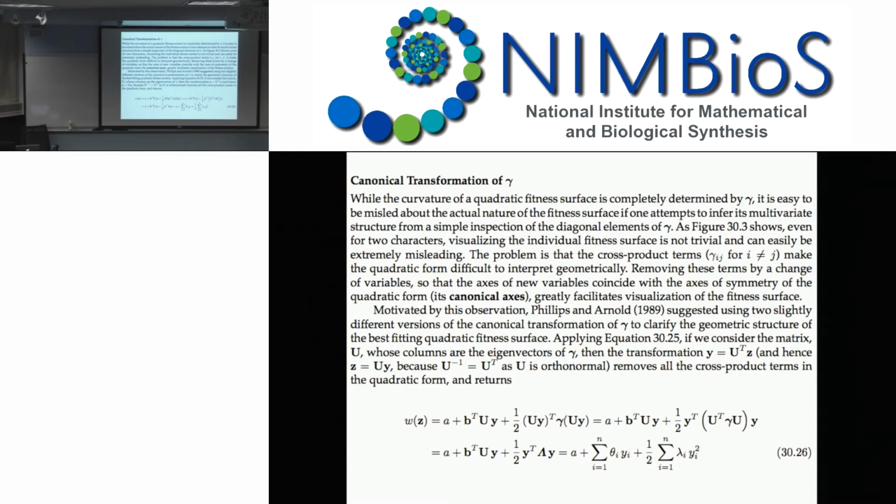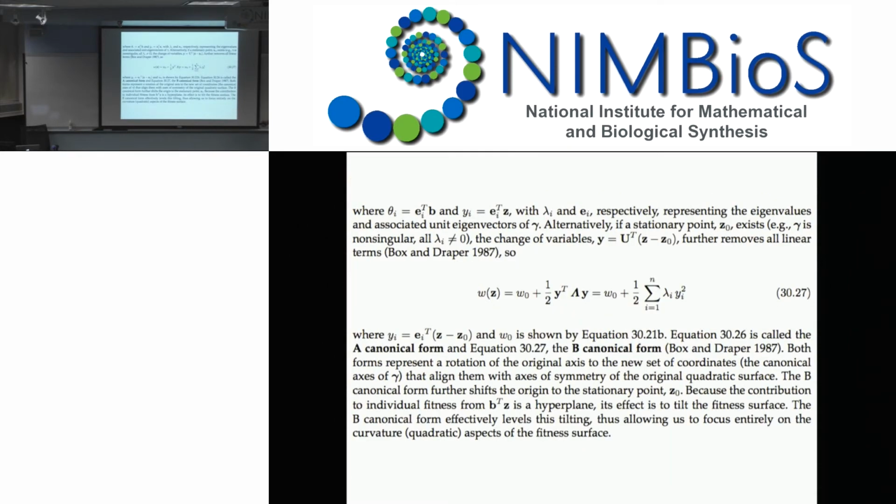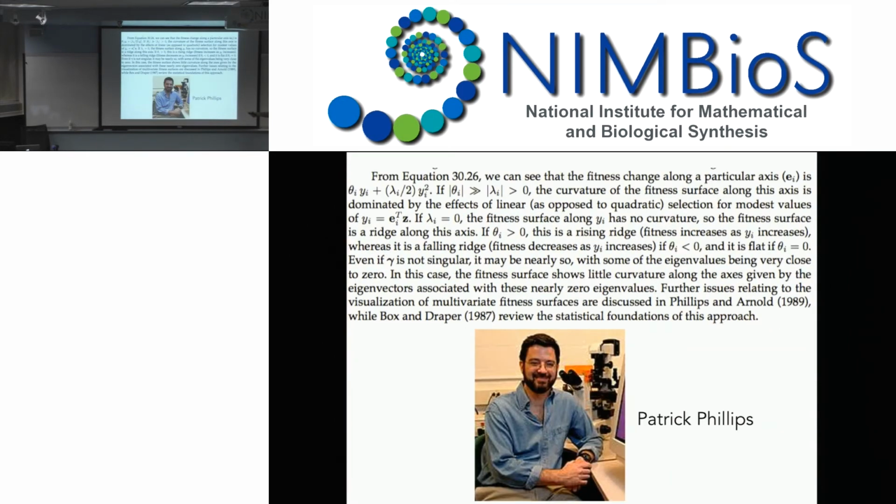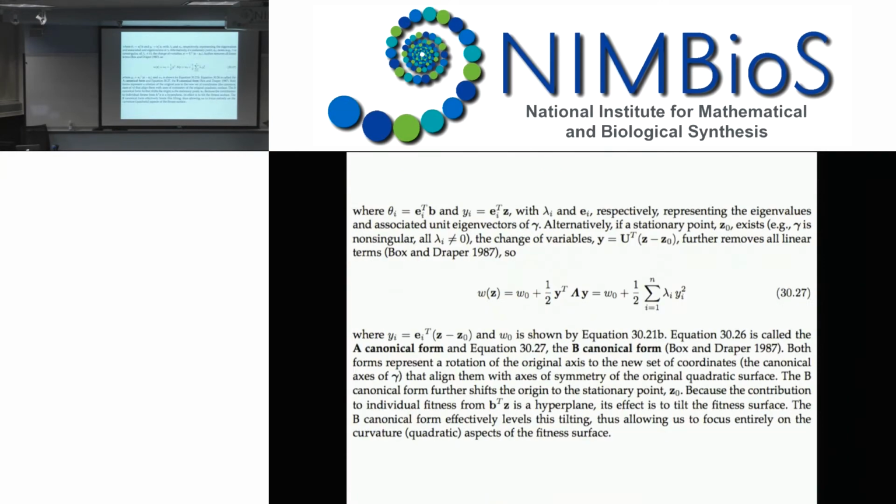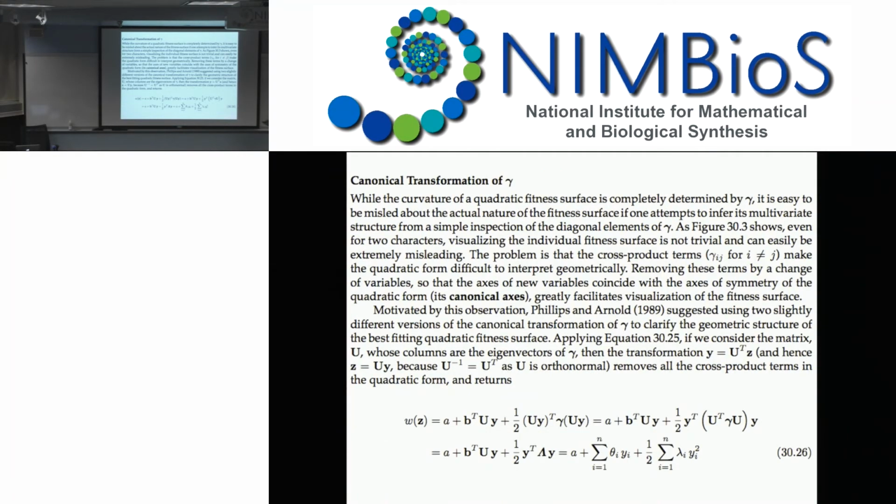It's called the canonical transformation, and Pat Phillips, where's Pat? There's Pat. So Pat Phillips and Steve Arnold were the ones that came up with this notion. And here's the idea. Here, right here, this is our fitness function. And what I'm doing is I'm simply letting y equal U transpose z. So we've written this expression here in terms of z.